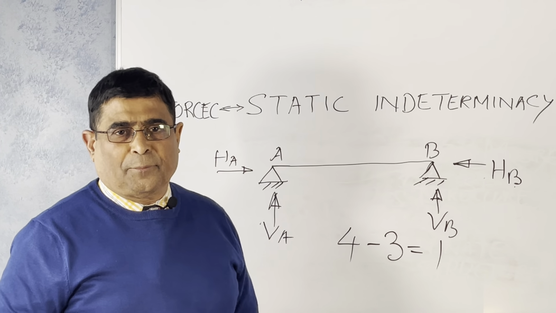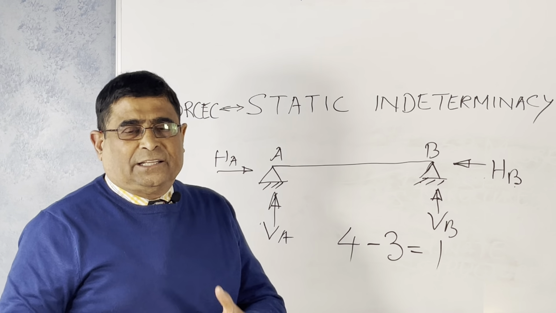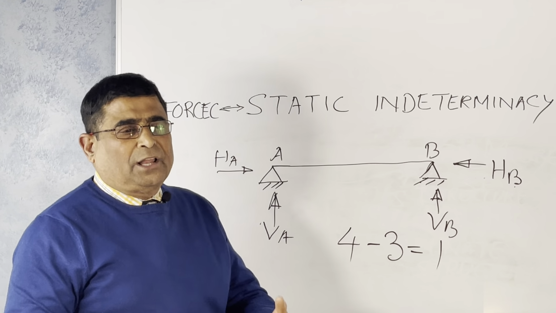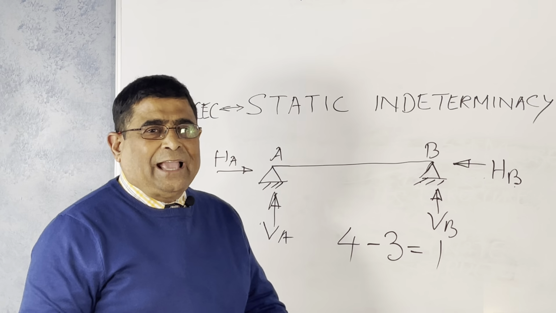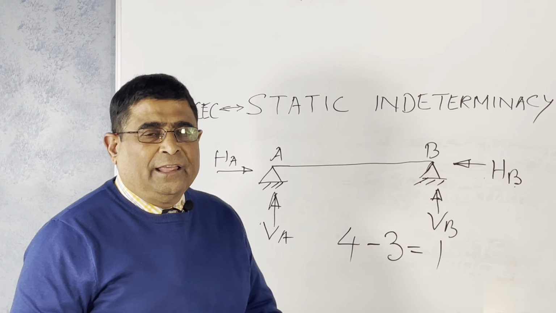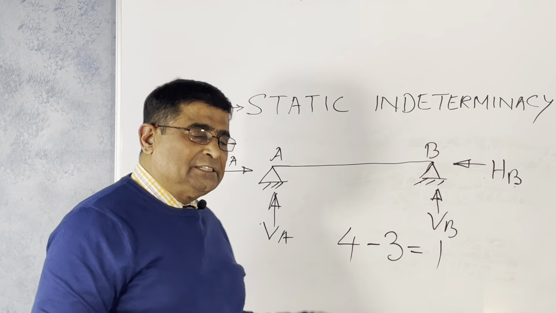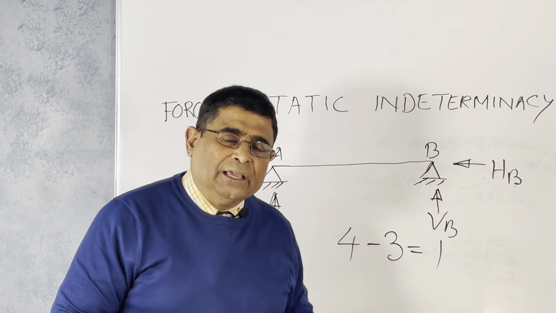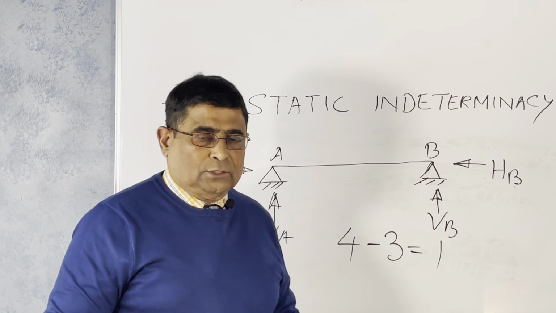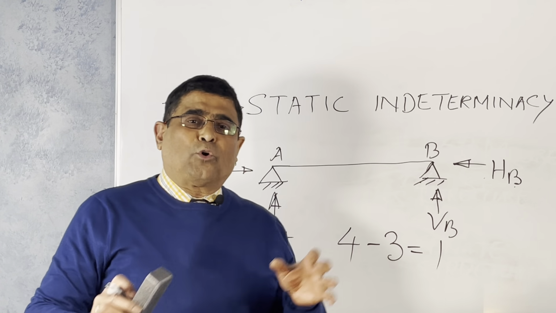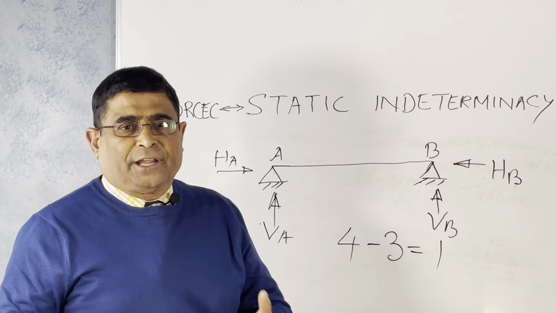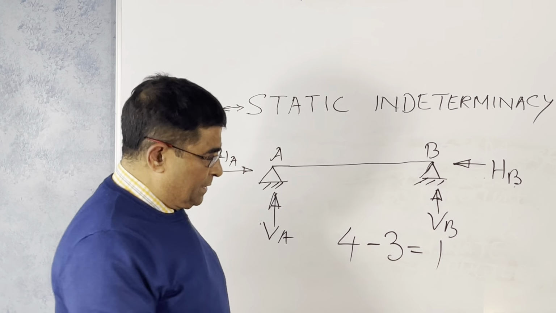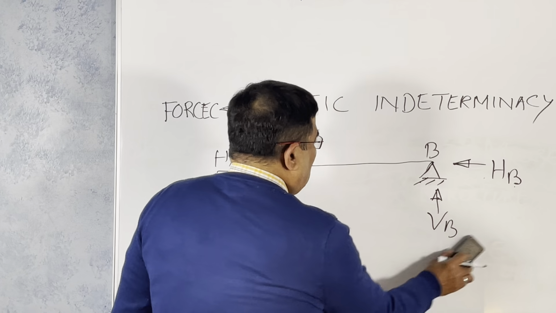That is called indeterminacy. What is the degree of indeterminacy? It means how many unknowns you cannot find by using the 3 static equilibrium equations in a simple way. So if the number of unknowns is more than 3, that is your degree of indeterminacy. Okay, got it?